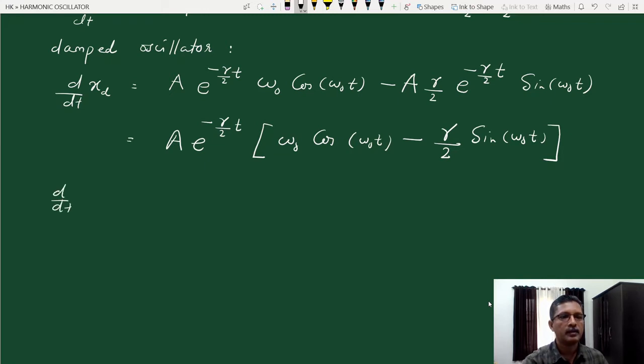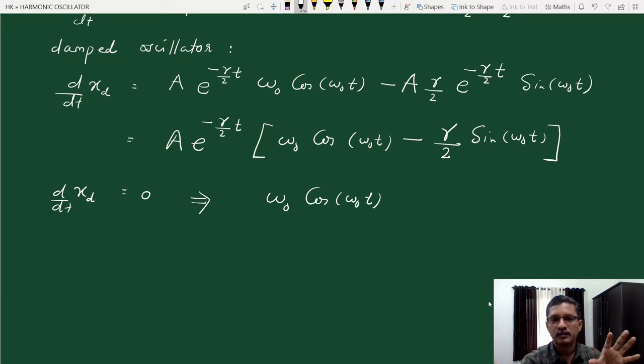So d by dt of the displacement of the damped oscillator equal to 0 implies the whole term on the right side is 0, but A is non-zero, e raised to minus gamma by 2t is non-zero. So the term in the square bracket should be equated to 0. Okay, so omega 0 cos omega 0 t minus gamma by 2 sin omega 0 t equal to 0. We can take one term to the right side, and we can write it like this: omega 0 cos omega 0 t.